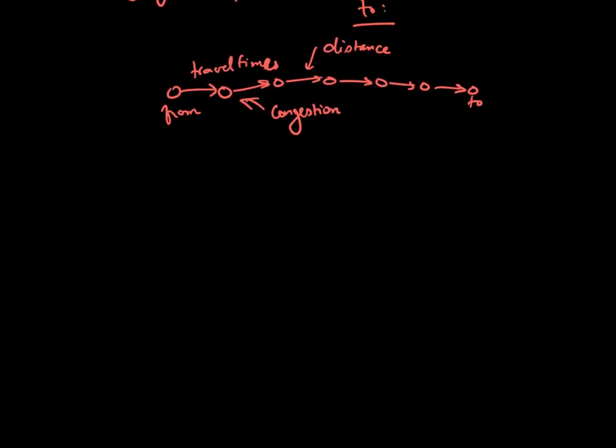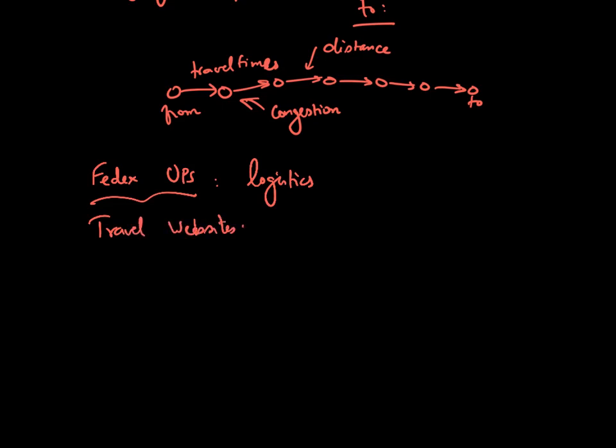All right, where else are shortest path problems solved? Well, in a lot of other places as well. Shortest path problems are solved by companies like FedEx or UPS, who are doing logistics, and by travel websites for planning airline routes. So the shortest path problem is not just solved by Google, it's being solved in a lot of places.